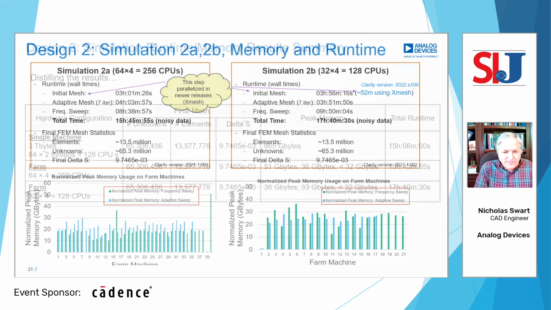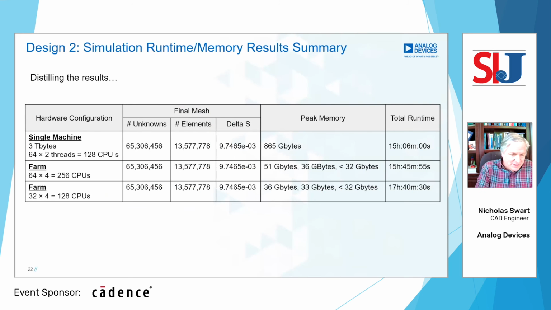Okay. So this table just summarizes the results. I don't need to go through this in detail, but I will stress again, from a single machine to 256 CPUs to 128 CPUs, completely different run on the farm, Clarity was very robust. It produced the exact same final simulation result in terms of unknowns, delta S, and so forth, and the S parameters themselves, right? So from our perspective, this is a sign that it's very well engineered in how it does the distribution of the problem across a farm. Okay, all right.